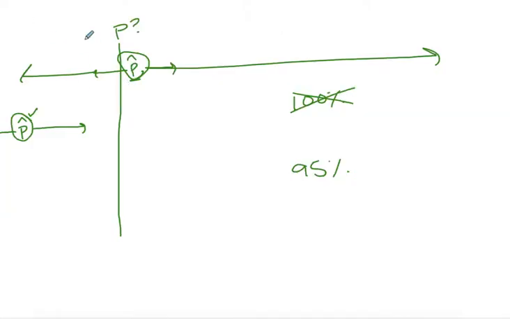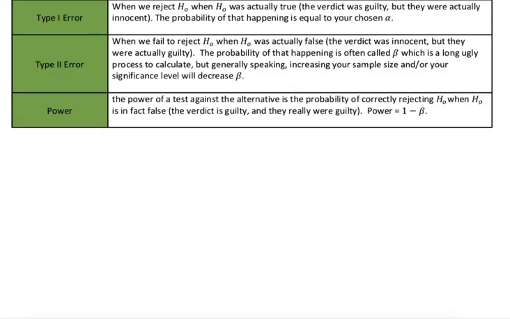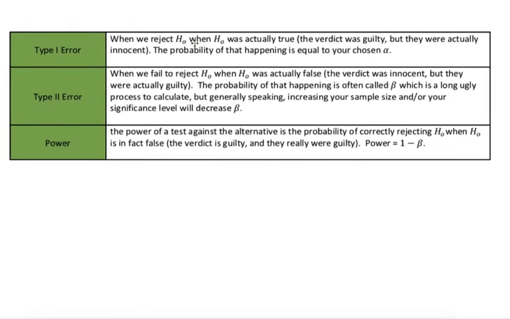So when we think of our type 1 error, okay, this is when we reject the claim when the claim was actually true. The verdict was guilty, but they were actually innocent. The probability of this happening is equal to our chosen alpha. Okay, so a type 1 error equals our significance level.